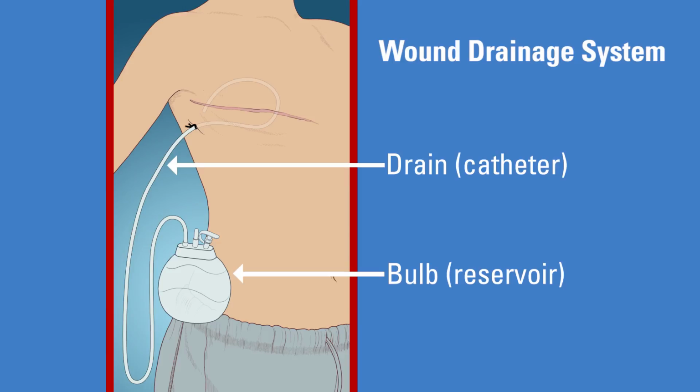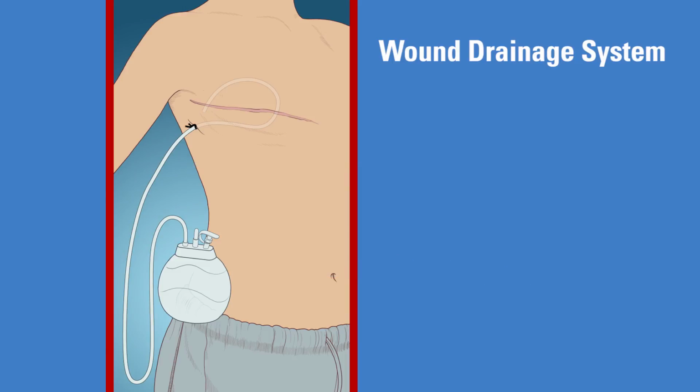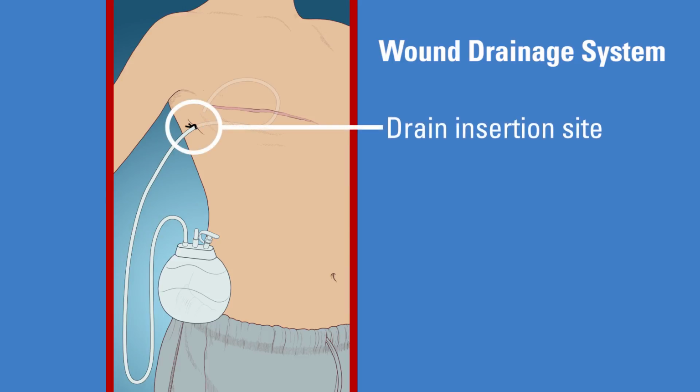The drain tubing is placed inside the wound by your surgeon and is secured to the skin outside of the wound with a suture or stitch. This area, where the drain enters and is stitched to your skin, is called the drain insertion site. The bulb provides gentle suction, which helps draw fluid from the wound site.